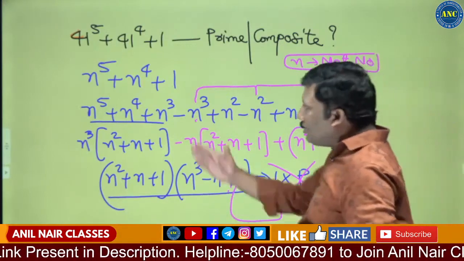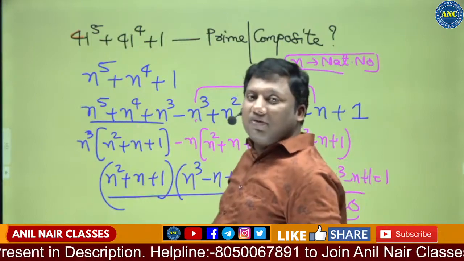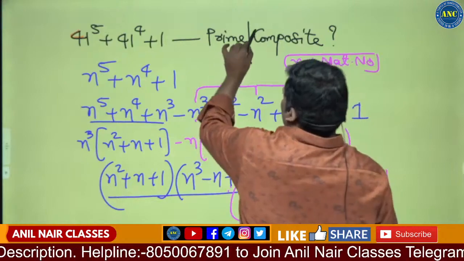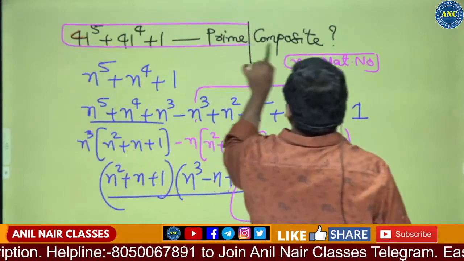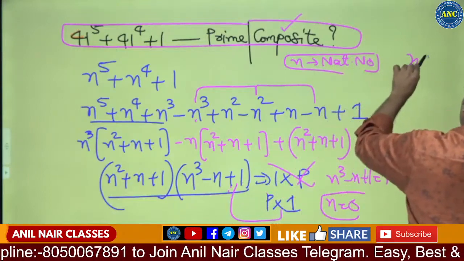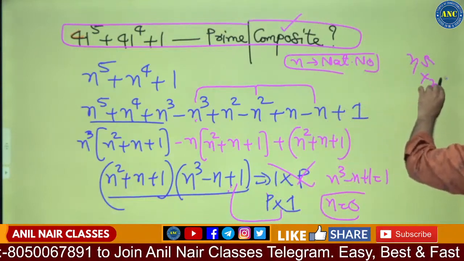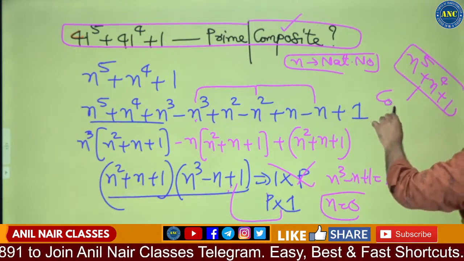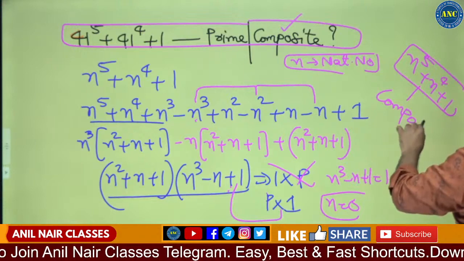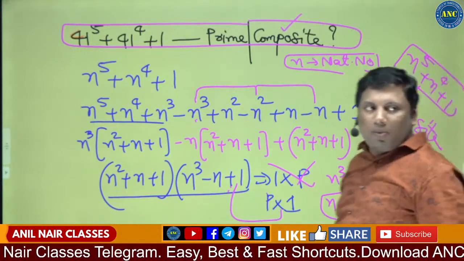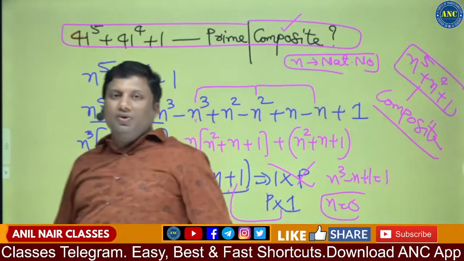So, is any number of the form n power 5 plus n power 4 plus 1 prime? It is a composite number. The answer for this question is composite. Any number of the form n power 5 plus n power 4 plus 1 is always composite. Very unique, new updated questions, which probably you will not see on any YouTube channel.